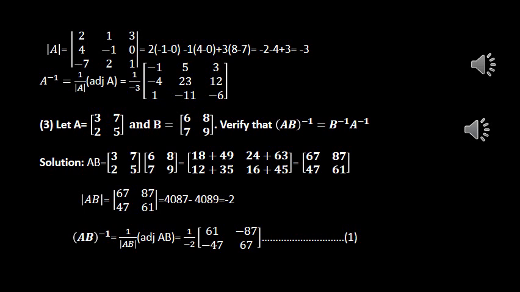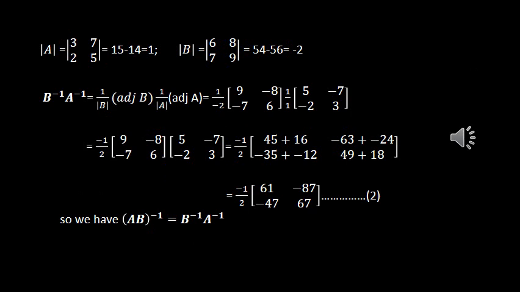Now children, this AB is a 2 by 2 matrix. Do you remember the trick of finding the adjoint of this one? We interchange the diagonal elements, so 67 and 61 are interchanged. Then for the other elements, we just change the sign. So you have 61, minus 87, minus 47, 67. This is the left hand side, (AB) inverse.